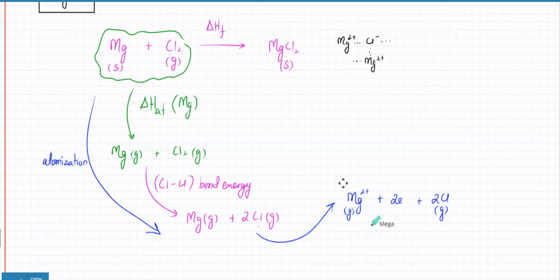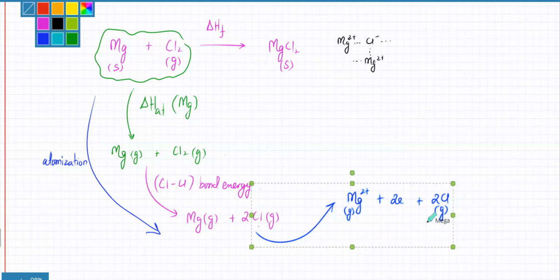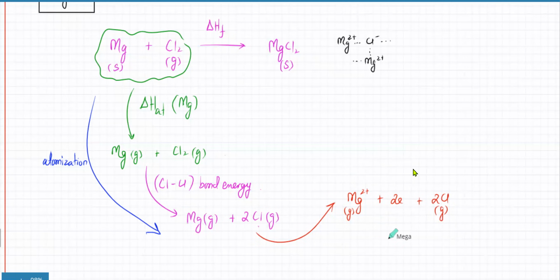What is this step called, where Mg loses 2 electrons? The first and second ionization energy of Mg. Okay, so that's your first and second ionization energy.